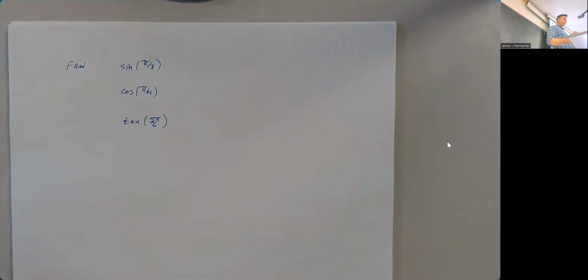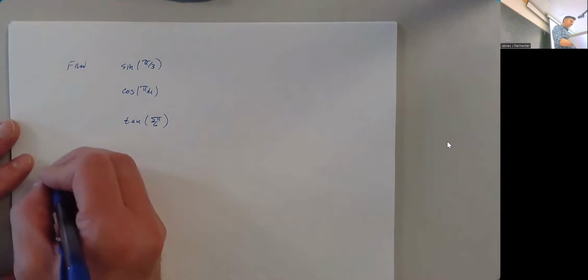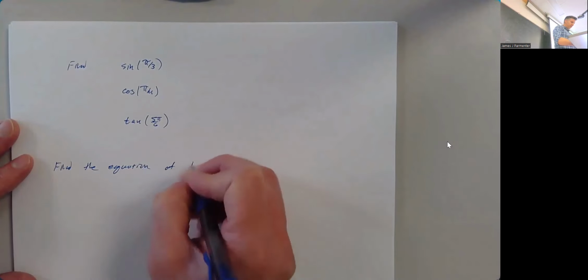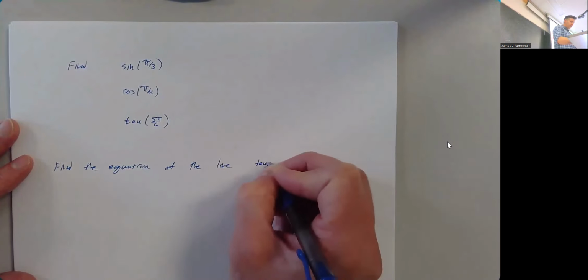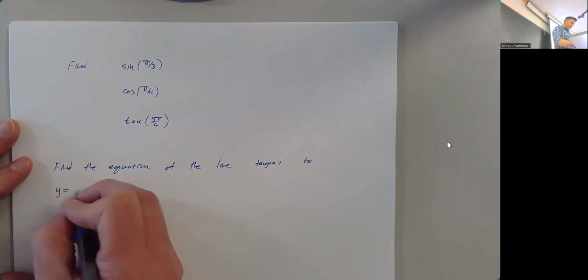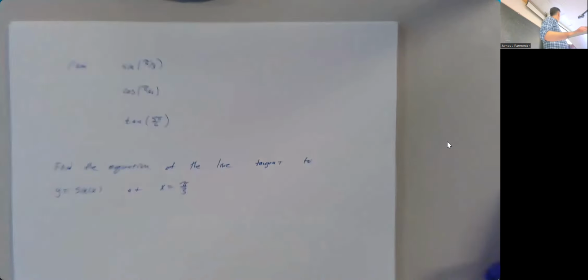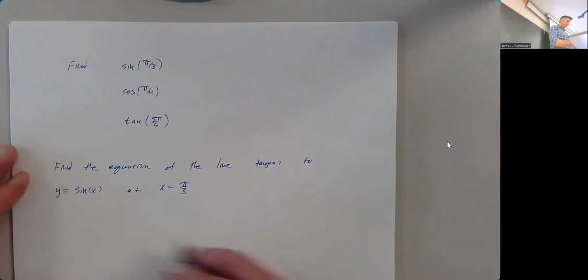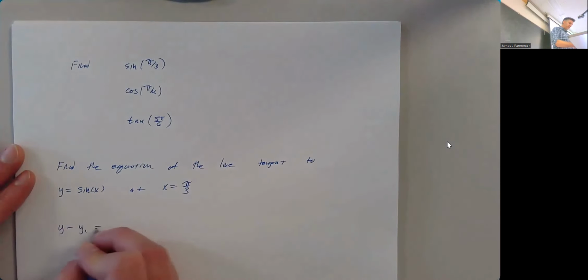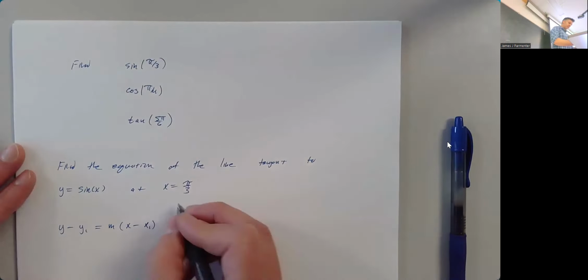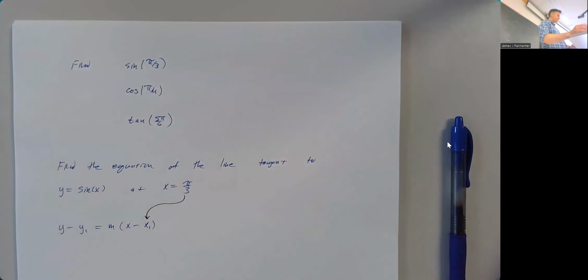Here's how someone could ask you to do this. Someone might say, find the equation of the line tangent to y equal to sine of x at x equal to pi over 3. And then we definitely need to know how to find sine of pi over 3 and also cosine of pi over 3, because the way you find the equation of a tangent line is going to be y minus the y coordinate equal to your slope times x minus the x coordinate. And all we have right now is the x coordinate. For the y coordinate, we have to find sine of pi over 3.